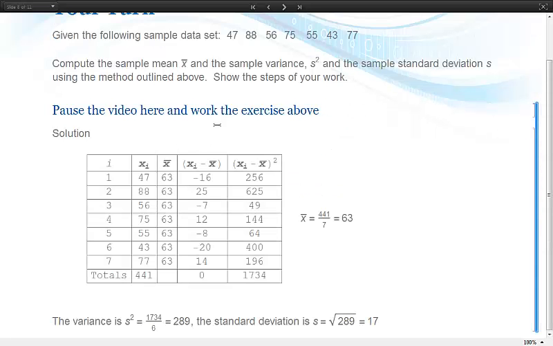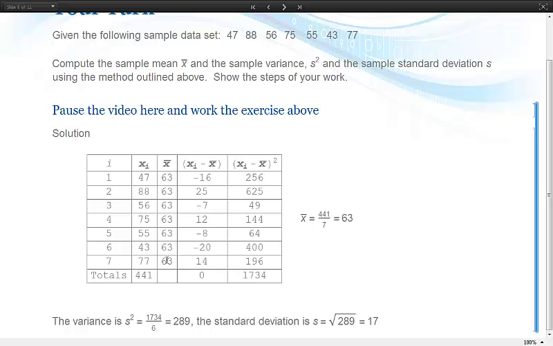So I used a table for the work. I listed the values 47, 88, 56, 75, 55, 43, and 77 in the column here, numbered the values x1, x2, x3, x4, etc. So first thing we do is we add up the values. I get 441 as the total. There's 7 values, so to compute the sample mean x bar, I take the total of the values, 441, divided by 7. That gives me a sample mean of exactly 63.